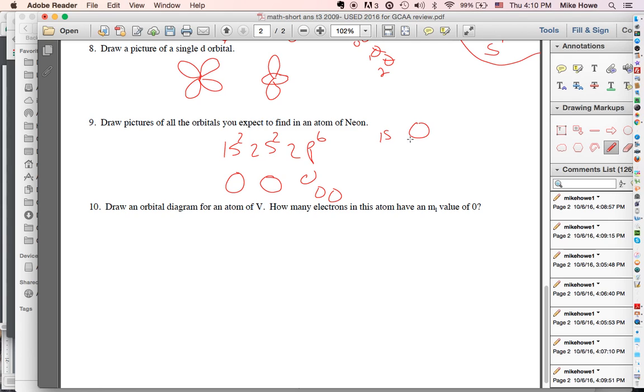1s is a sphere. Visualize that in 3 dimensions. I'm not a good enough artist to get that across probably. A 2s is a bigger sphere. And then the p's are the dumbbell shapes. And they are in 3 different directions, one on the x, one on the y, one on the z. Or if you wanted to draw it all together, you could do that too. You'd have a 1s, you have a 2s, then you have a 2p.